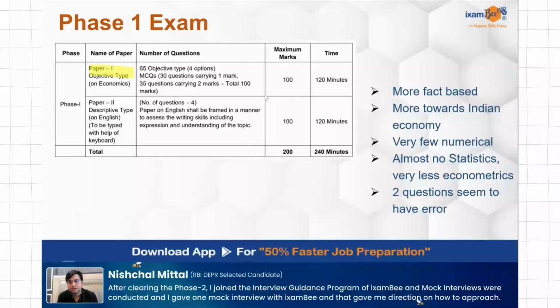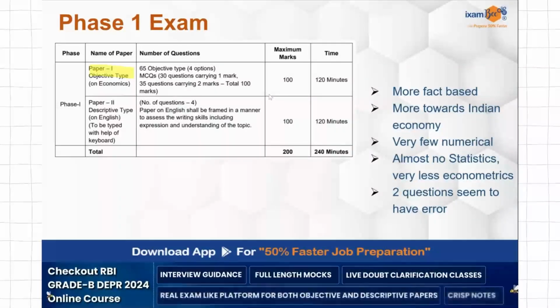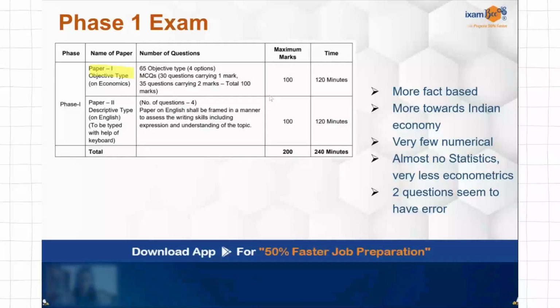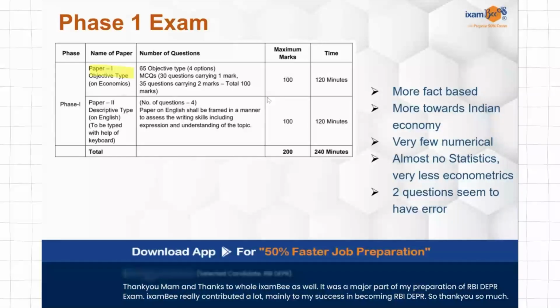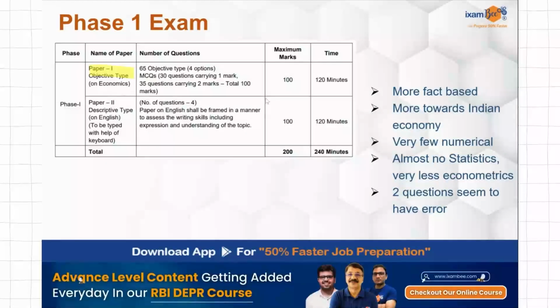Coming to the Phase 1 exam, this time RBI has disappointed many students because, unlike the previous trend, we have more fact-based questions, more towards the Indian economy. Very few numerical questions, only 5 to 6. There are no statistics questions and very few econometrics theory-based questions, where a problem is given to you and you need to tell the answer without solving it, right? So there are no numerical questions in econometrics too.